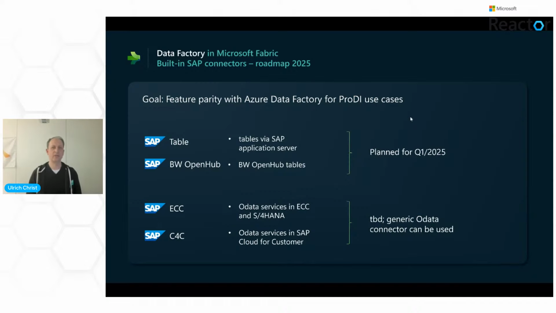Depends a little bit on customer feedback. As I said, since there's not too much adoption on the ADF side, we honestly don't expect too many customer requests on the Fabric side as well, which might mean that we stick to the recommendation of just using generic OData, but we might also, based on customer feedback, decide to actually implement these connectors in Fabric as well. We'll see.